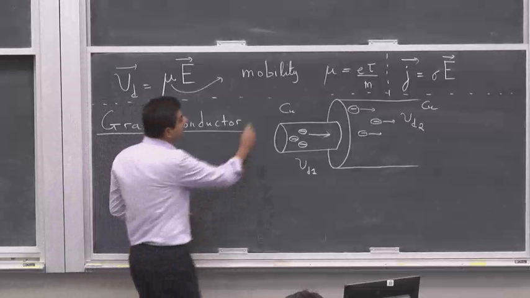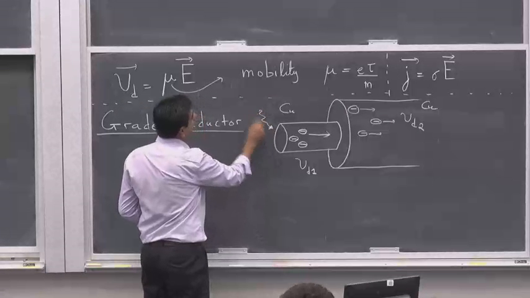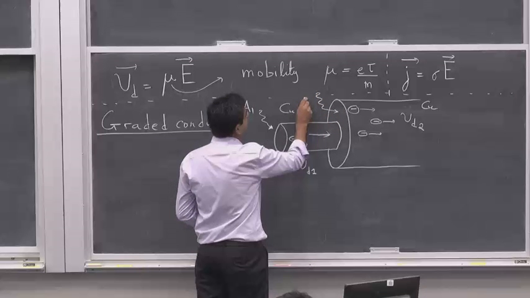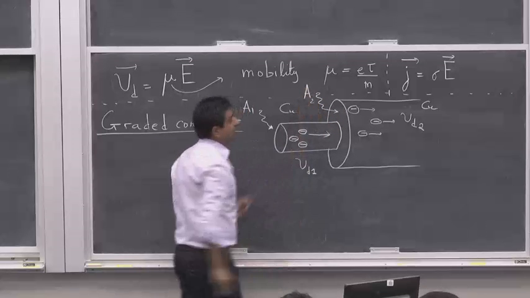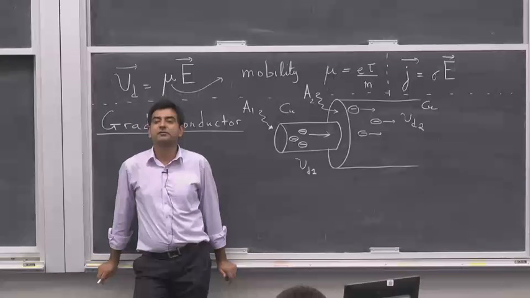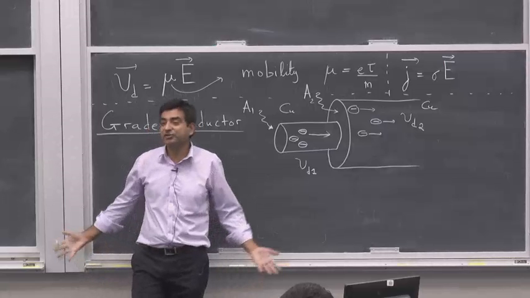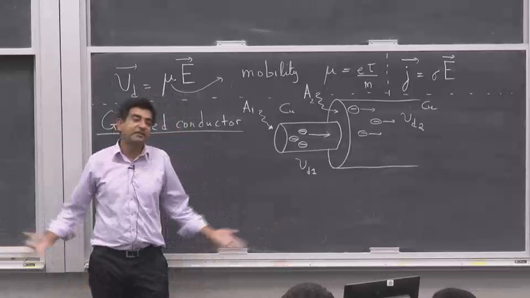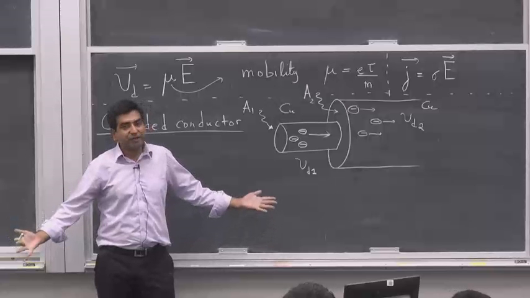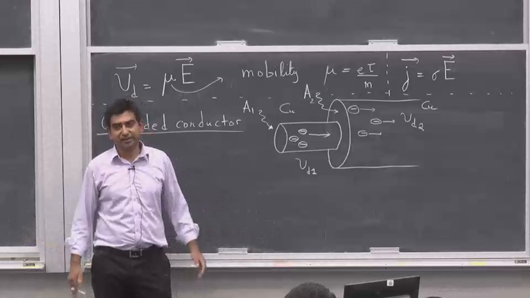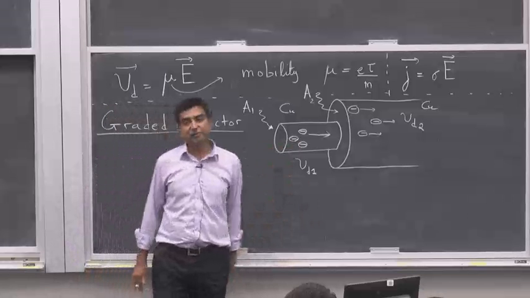Now this cross-sectional area is A1. This cross-sectional area is A2. Will the charge carrier density be the same on both sides? Yes, it's going to be the same because it's copper. Copper doesn't change its identity. It's still going to be N, something 10 raised to power 28 per cubic meter. That's the rough estimate. So the charge carrier density is going to be the same.